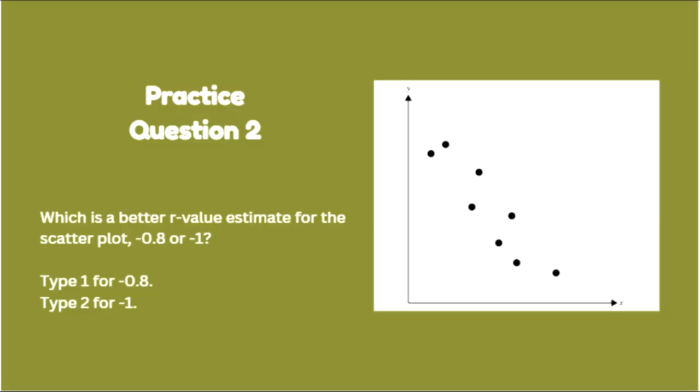Here's practice question number 2. Which is a better R value estimate for the scatter plot? Negative 0.8 or negative 1? Well, it is a negative slope, so we want it to be a negative. The line would be somewhere in here, okay? So are they on the line? No, so it's not going to be negative 1. It's going to be negative 0.8. So for my question, I would type 1. This might be shuffled for you.